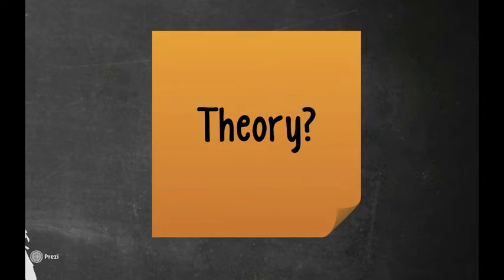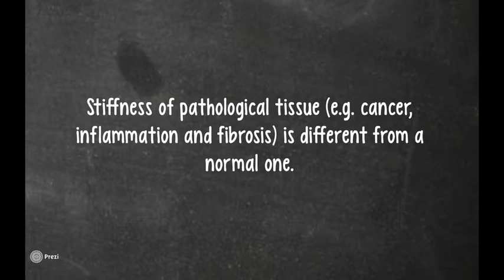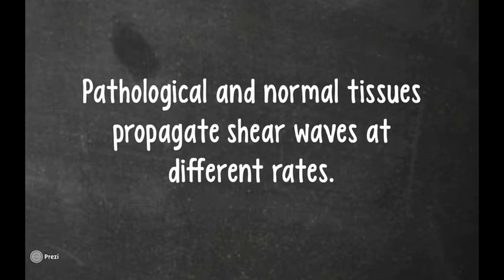The theory behind this technique is that the stiffness of pathological tissue, like cancer, inflammation, and fibrosis, is different from a normal one, so pathological tissues propagate shear waves at different rates.